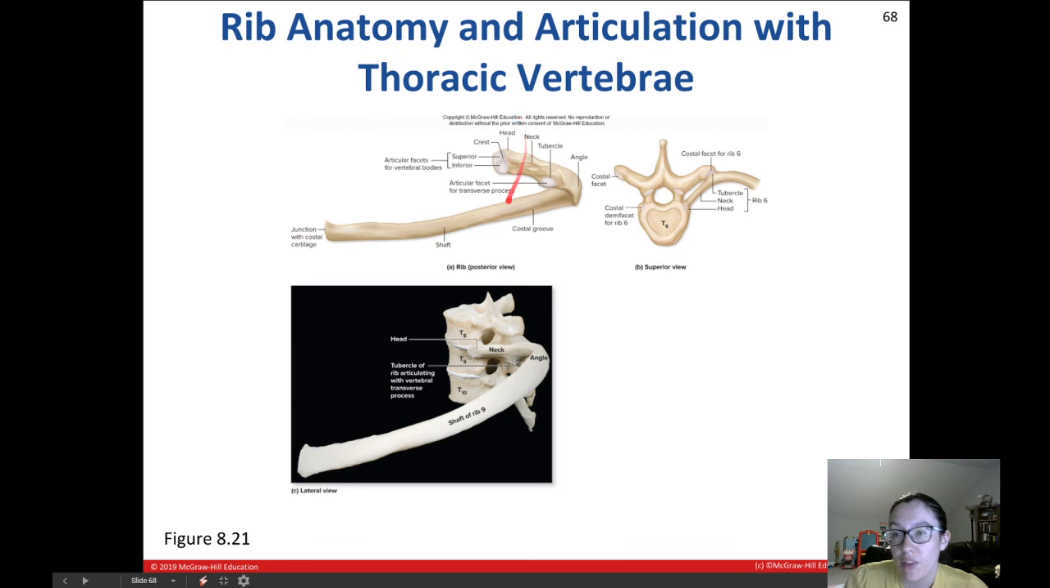We can see a little bit about the ribs. You guys don't need to know too much about the structure of the ribs, but it's interesting to see how they connect to the vertebrae. You've got the head connecting up here to the body of the vertebrae, and the tubercle connects up to the costal facet on the transverse process. And then it goes around.